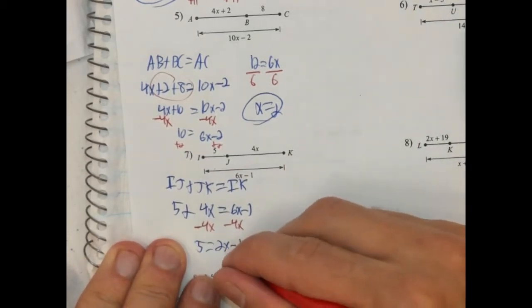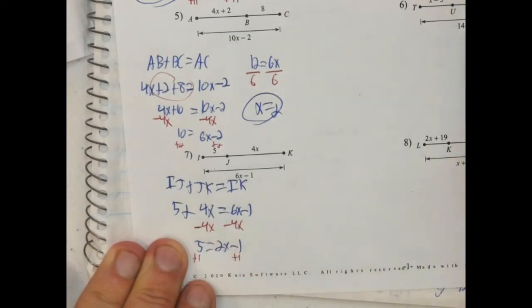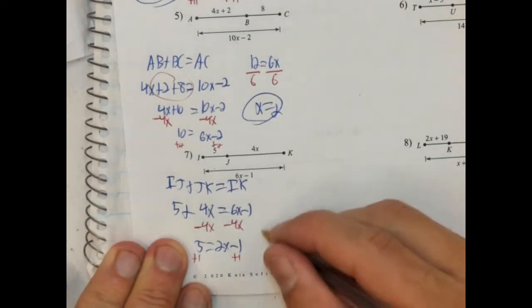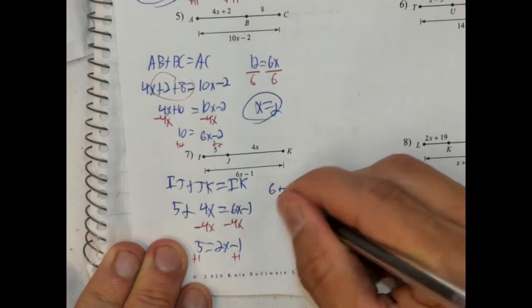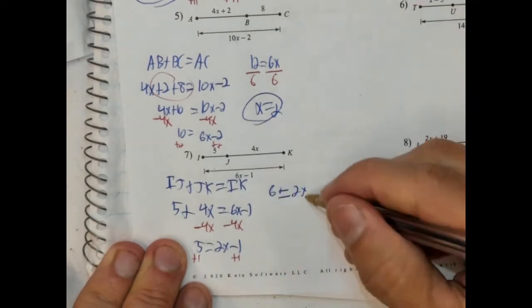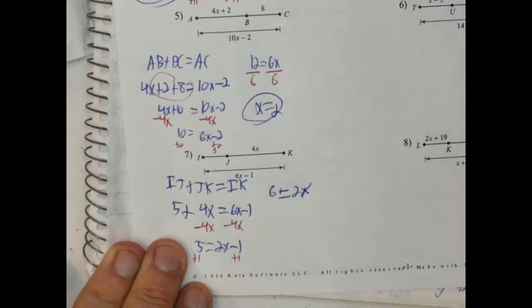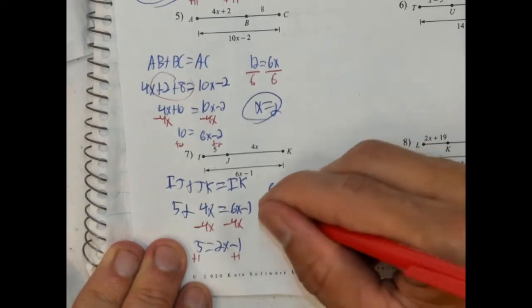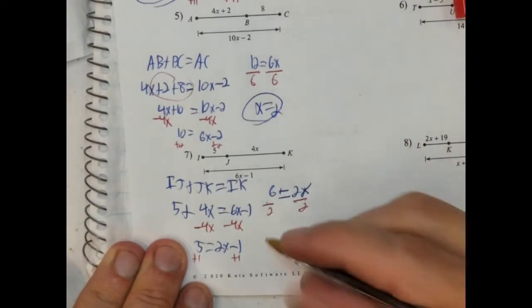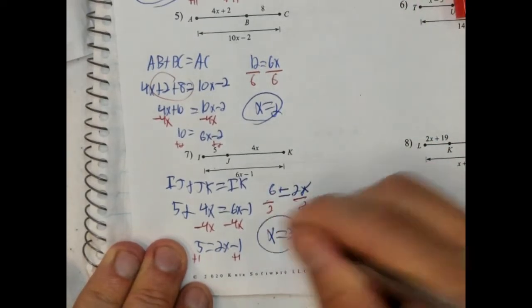Get rid of our constant, so I'm going to add 1 to both sides. It'll be 6 equals 2x. We're going to write it over here. 6 equals 2x. And then we're going to divide by the coefficient, which is 2. So x will be equal to 3. And let's do a quick check again.